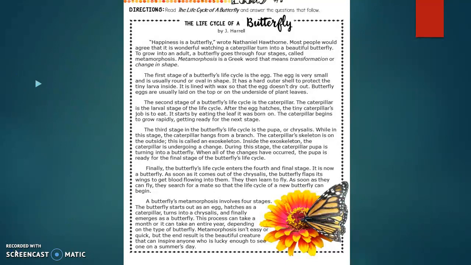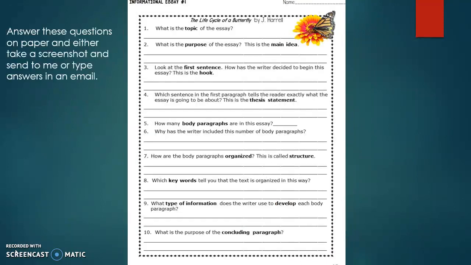Okay, hopefully you've had time to read this passage and then answer the following questions on the next slide. So let's go ahead and look at these questions. The first question is, what is the topic of the essay? So this is what the whole thing is about. So what is the topic? So hopefully you guys wrote the life cycle of a butterfly. That is what this whole essay is about.